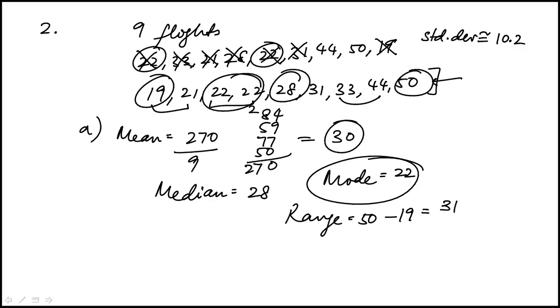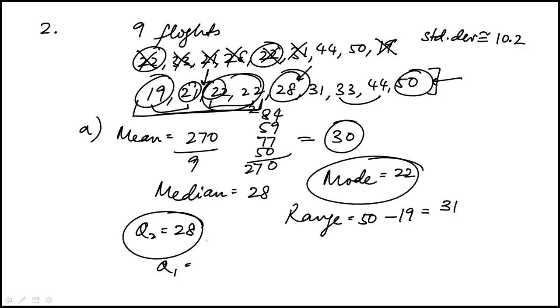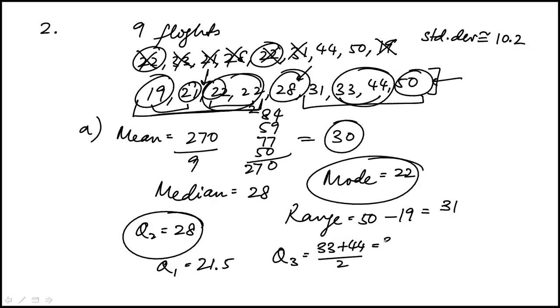which is going to be 31. And then I have to compute the interquartile range. So I have to divide this data. The second quartile, which is the median, Q2, is 28. And then Q1 is the median of this half, and the median would be the average of those two numbers, which is 21.5. And Q3 would be the average of these middle two, so average of 33 and 44, half of 77, which is 38.5. So the interquartile range, which is the difference between Q3 and Q1, would be 38.5 minus 21.5, which is 17.